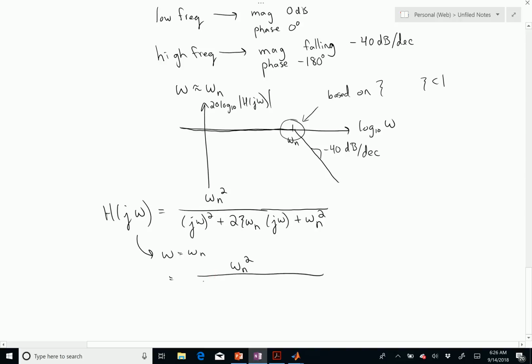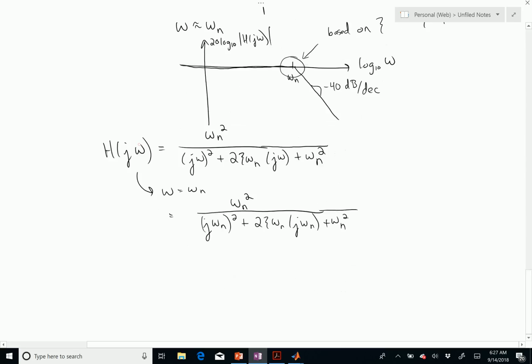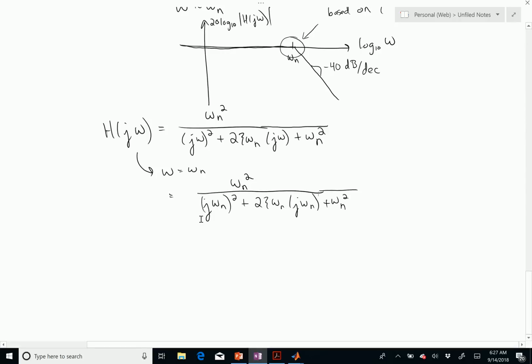So I have omega n squared over j omega n squared plus 2 zeta omega n times j omega n plus omega n squared. One thing I see is if I take j and square it, the imaginary number squared, you get minus 1. So I'm going to have minus omega n squared plus omega n squared is 0. So this becomes omega n squared over 2 zeta omega n squared times j. The omega n squareds cancel, and I get minus j times 1 over 2 zeta. Now remember, this is a complex number. If I have a minus j, that means that I have an angle of minus 90 degrees.